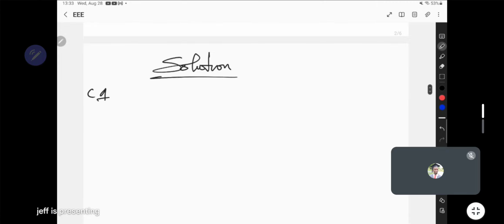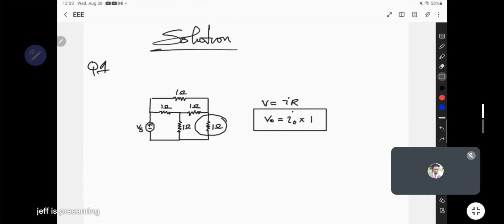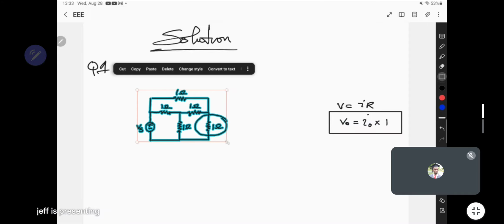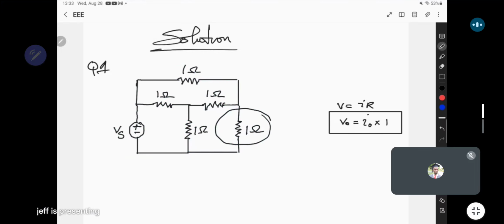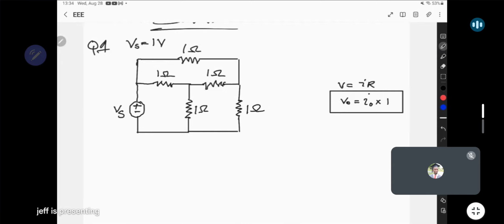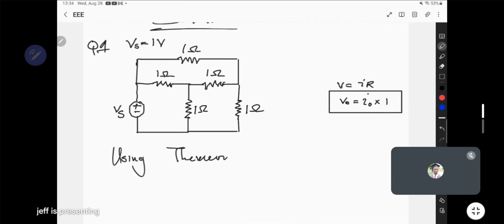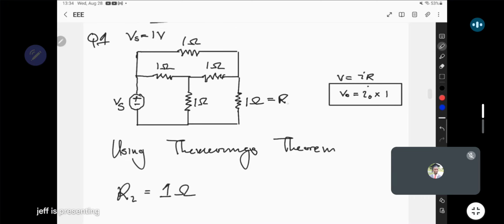Okay, so for this case, Vs is equal to 1 volt. So in Thevenin's method, what do we need? First, understand which one is your load. The load resistor will be the resistor we are analyzing, which is the 1 ohm resistor. But since all these are 1 ohm resistors, we'll highlight this to be the load resistor here.